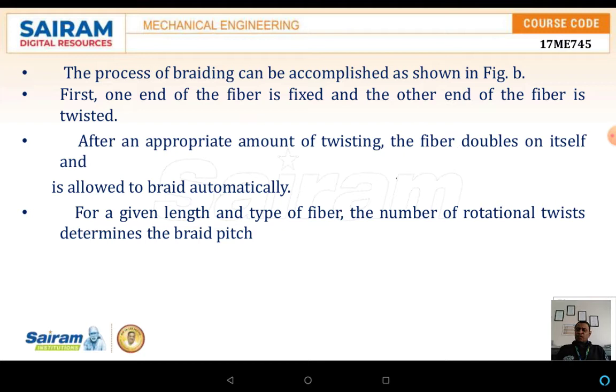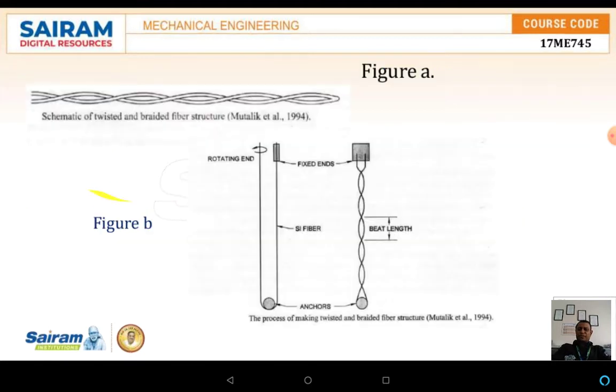First, one end of the fiber is fixed to the other end of the fiber and is twisted. After the appropriate amount of twisting, the fiber doubles on itself and is allowed to braid automatically. For a given length and type of fiber, the number of rotations and twists determines the braid as well as the pitch.